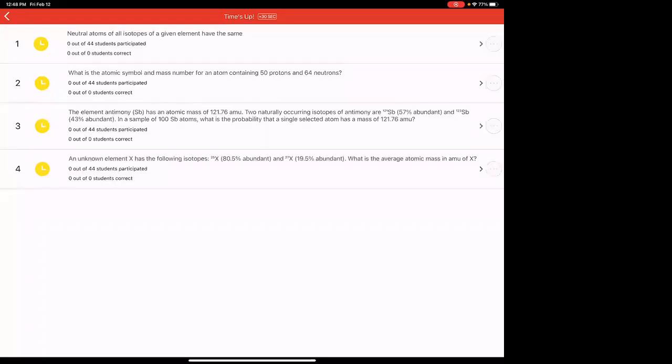Because each one has to either be the antimony 121 or the antimony 123. The 121.76 is the average, okay? So neither one of the specific isotopes can have the average mass, because remember what the average mass is. It's a weighted average of all the different isotopes that you've got. So you can't actually have an atom that's going to have that exact mass, because again, that's a weighted average of all of them instead of talking about a very specific isotope there. Does that kind of sort of make sense?